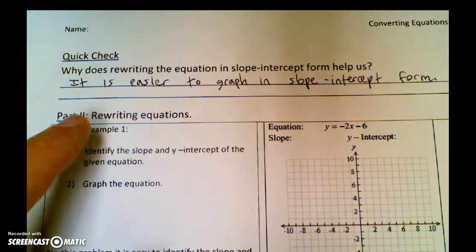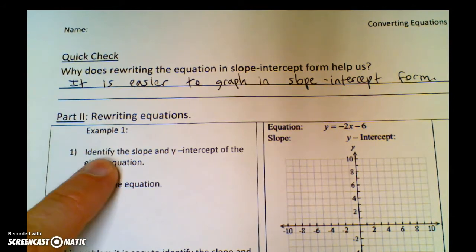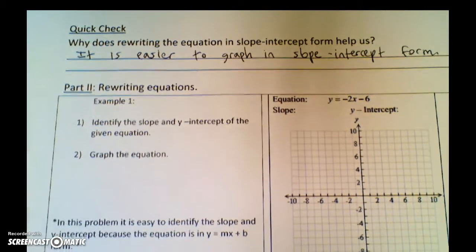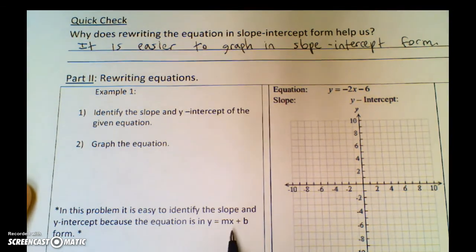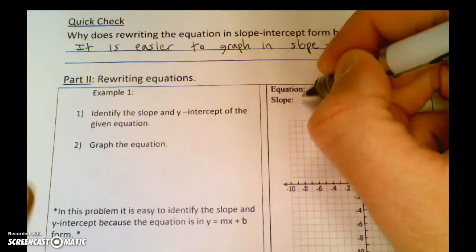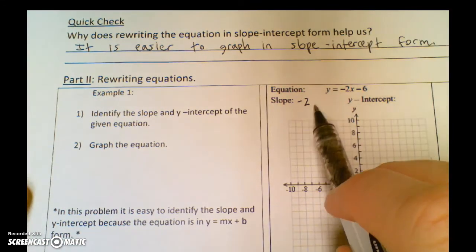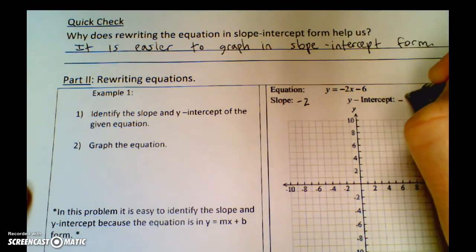So for this part, we're going to work on rewriting the equations if we need to. So in example 1, it says identify the slope and the y-intercept of the given equation and graph the equation. There's a little note. In this problem, it's easy to identify the slope and the y-intercept because the equation is already in y = mx + b form. We're used to this. So the slope in this one is negative 2. That's my slope. You do not write the x when you're writing the slope, you just write the number. And the y-intercept is negative 6.